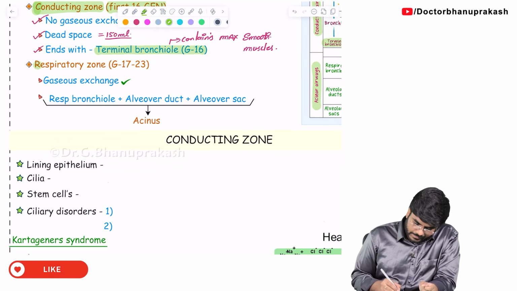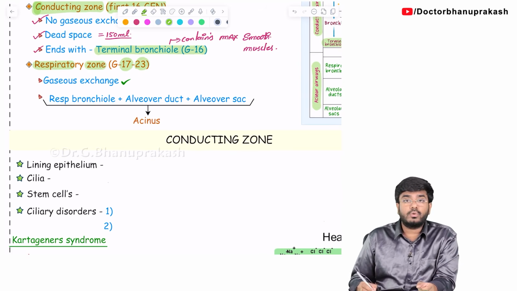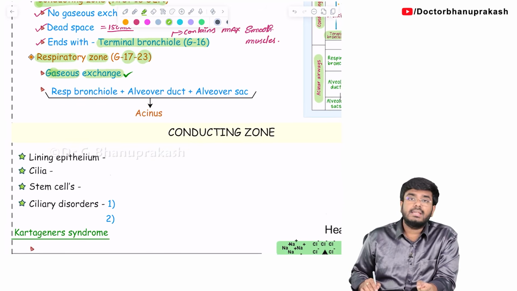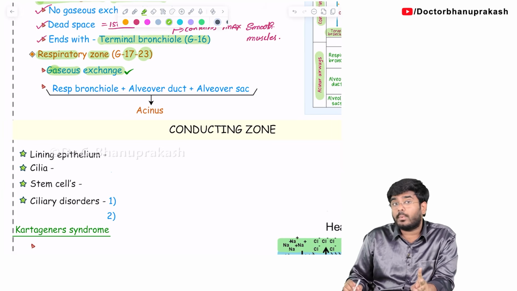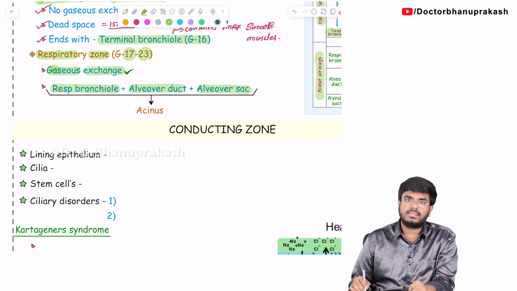Next step, let's see about the respiratory zone. That is from generation number 17 to 23, the respiratory zone. There is exchange of gases, you already know it, guys. Respiratory zone includes which structures? Three important structures are there. I have already taught you: respiratory bronchiole, alveolar duct and alveolar sac. These three things are there.